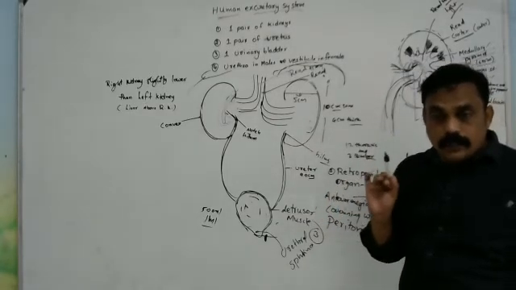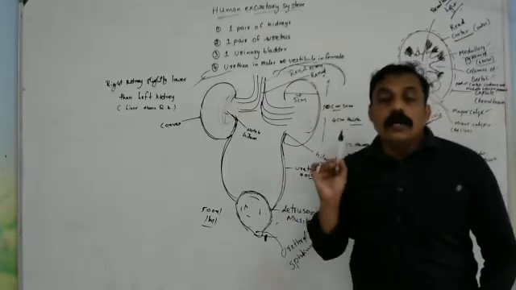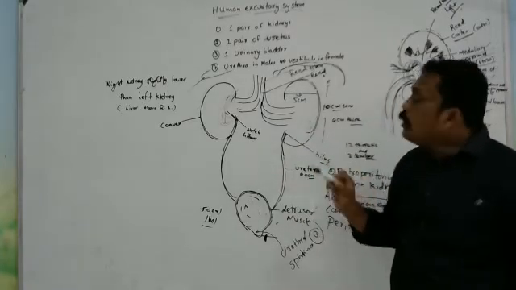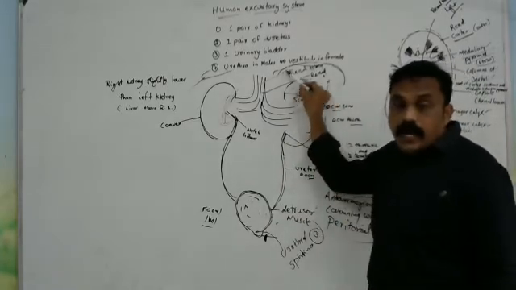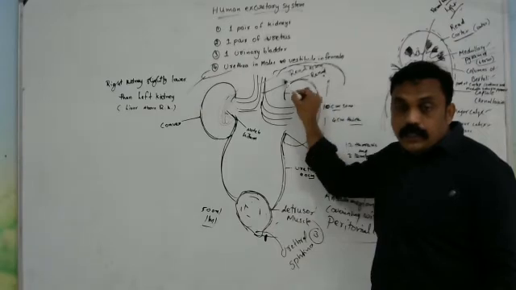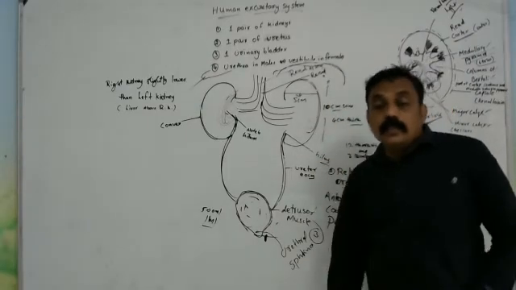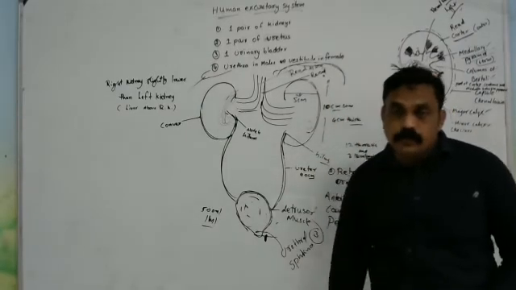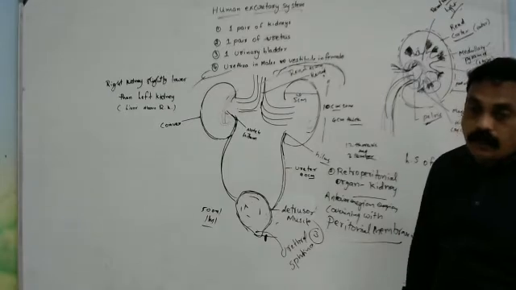Someone is asking why the kidney is called a retroperitoneal organ. The anterior region of the kidney is covered with a membrane, which we can call the peritoneal membrane. So it is called a retroperitoneal organ.